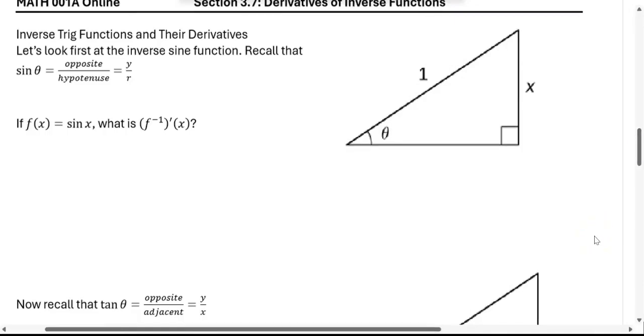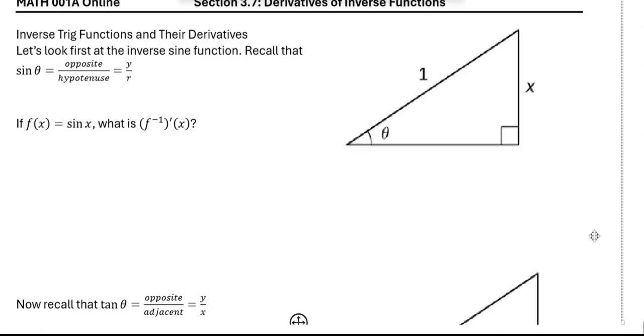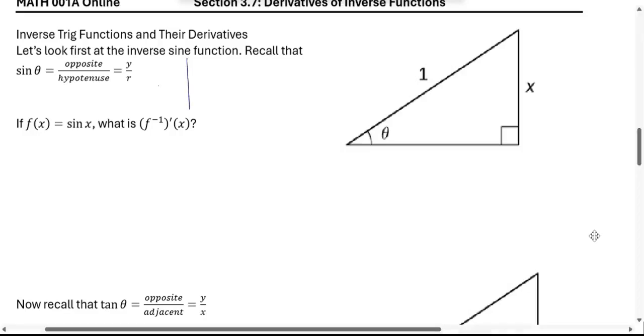Let's look at the inverse sine function. I want you to recall that the sine of theta in right triangle trig is the opposite over the hypotenuse. When we did our circular trig, we thought of it as y over r. So let me remind you what I mean by that.